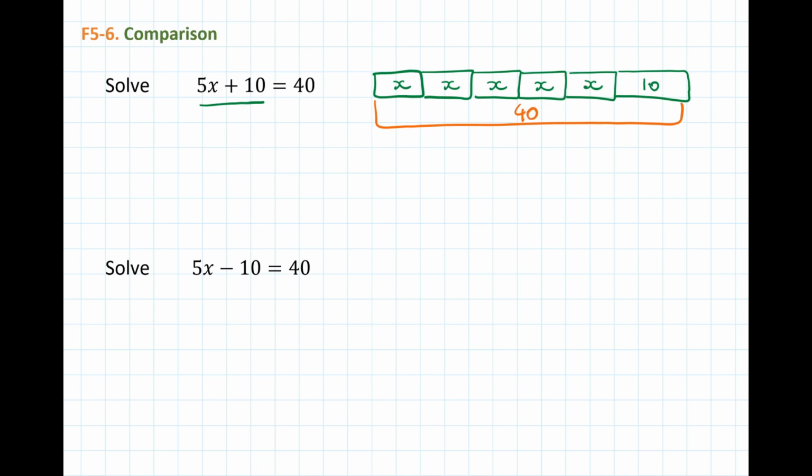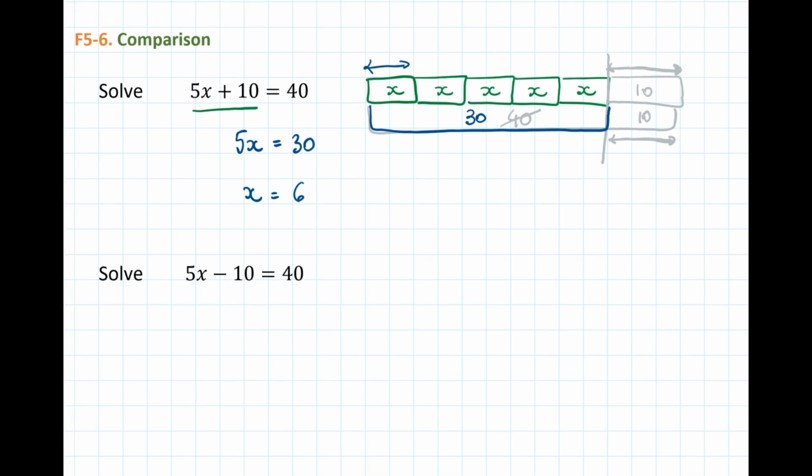We can do what we did before, which is that we realize that this 10 can appear also here because they are equal in length. If that is 10, 40 take away 10 is 30. What we are left with is 5x equals 30. We can then work out the value of 1x because we realize that 5x goes into 30. Therefore, x equals 6 because 30 divided into 5 parts is 6.